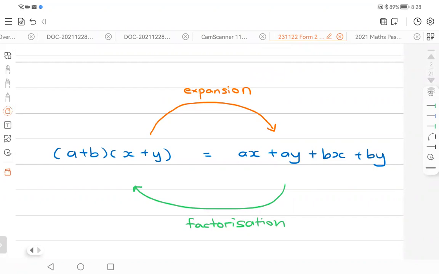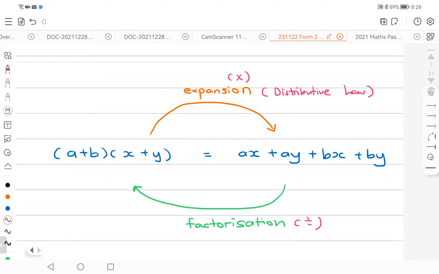So over here, we are actually applying what? Distributive law. If you want to relate back with what you have learned in Form 1, distributive law. So over here, I write bracket, distributive law, times in. Expansion. And from right to left, factorization. So expansion means times, factorization means divide.